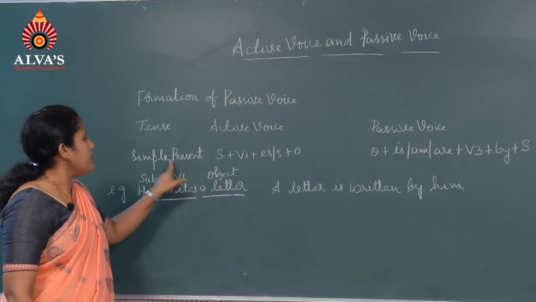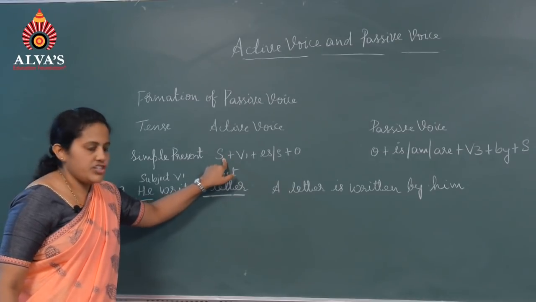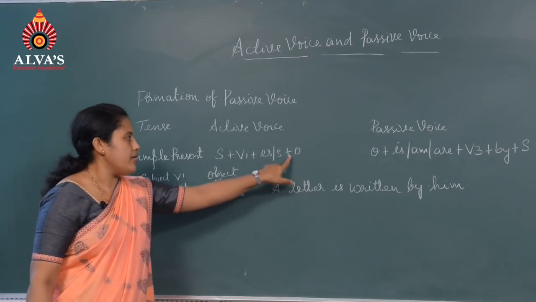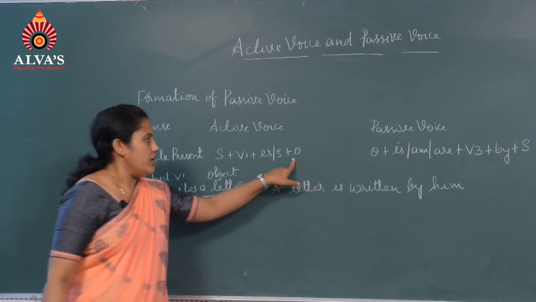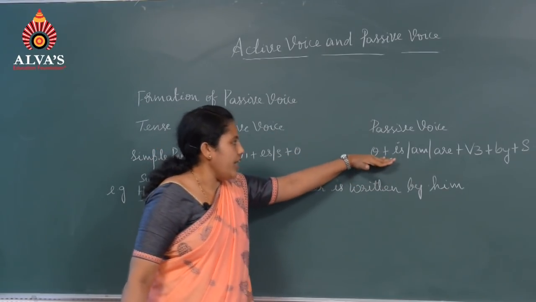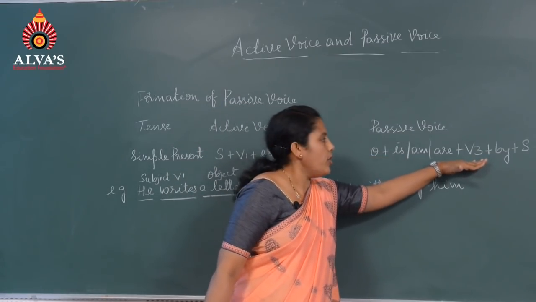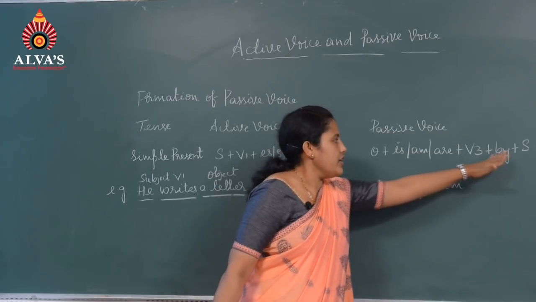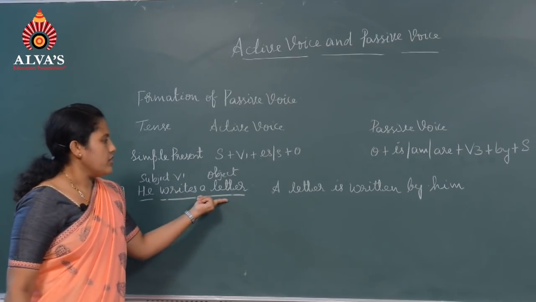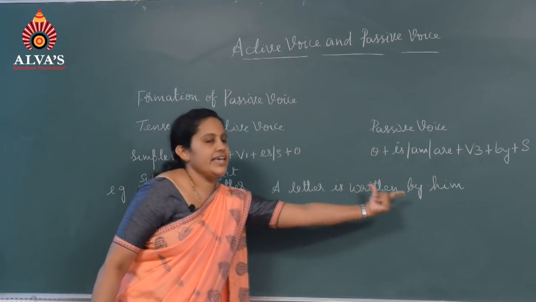When we change a simple present affirmative sentence, the formula is subject plus first form of the verb plus es or s plus O, meaning object. When we change into passive voice, the subject becomes the object. Here, object plus is, am, are helping verbs plus third form of the verb plus by preposition and subject. Example, he writes a letter. When we change into passive voice, a letter is written by him.